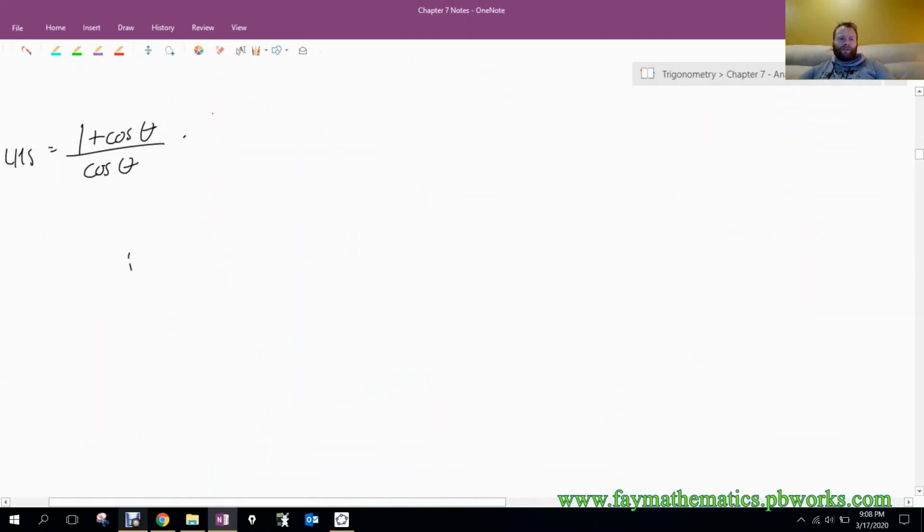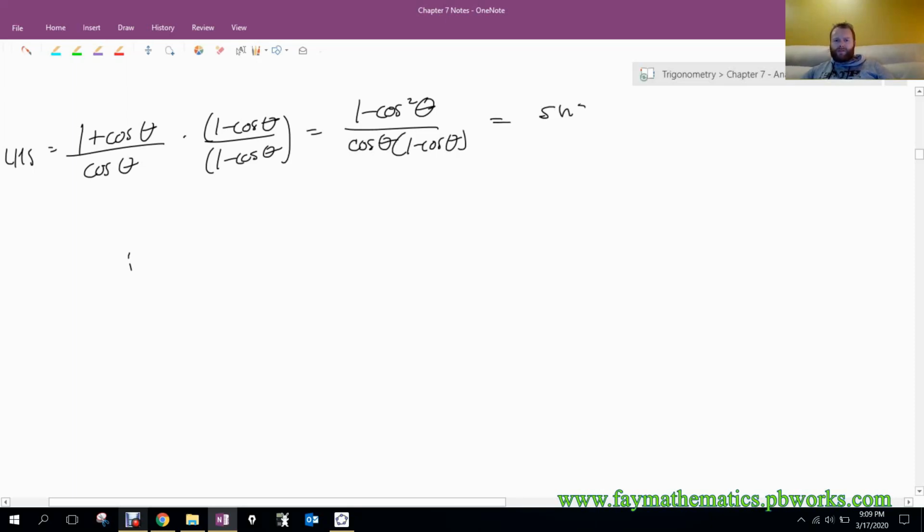Just trying to figure out if we did something earlier like this. We multiplied by the conjugate. Now I multiplied by the conjugate of the denominator previously, but it doesn't matter. I can still multiply by a conjugate here. So up top it's going to give me 1 minus cosine squared theta. On the bottom I'm just going to leave it as cosine theta, 1 minus cosine theta at the moment. And that top then turns into sine squared theta. That's the Pythagorean identity. And then cosine theta, 1 minus cosine theta.